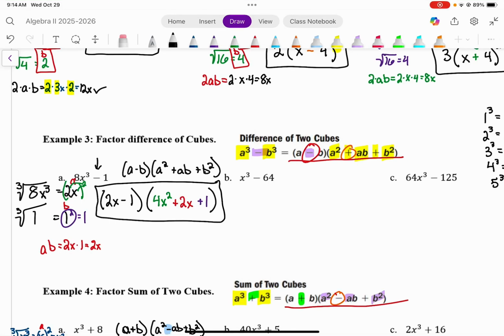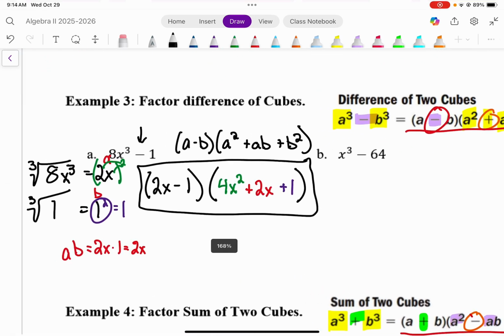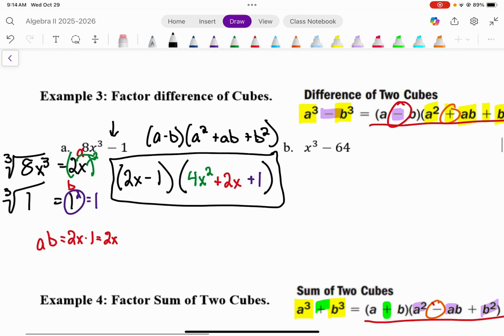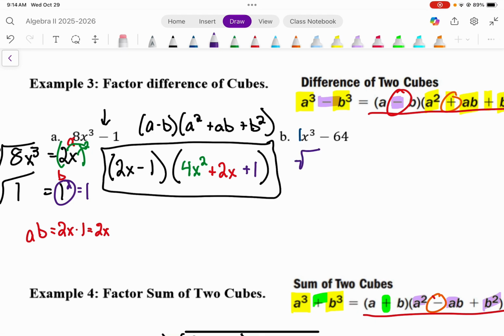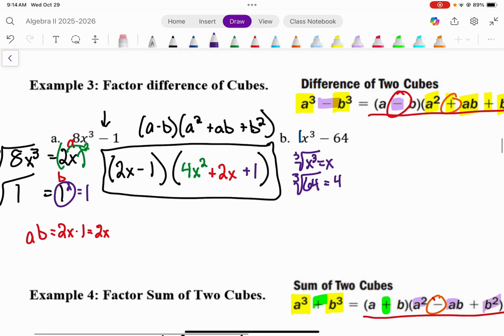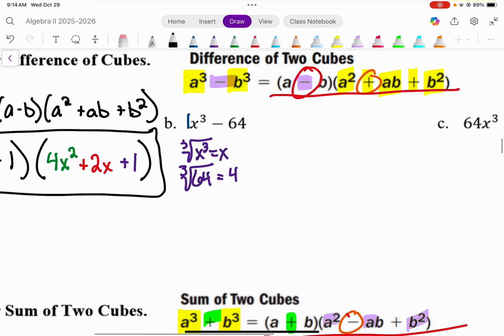Continuing with our difference of two cubes, let's look at example 3b. For this one, our GCF is going to be 1 because we don't have anything in front of that x cubed. Then we're going to check, do we have perfect cubes? So the cubed root of x cubed is just x. And then the cubed root of 64, if you use your calculator or you do your factor tree, that is going to be 4. That means we do have a difference of cubes, not a difference of squares.